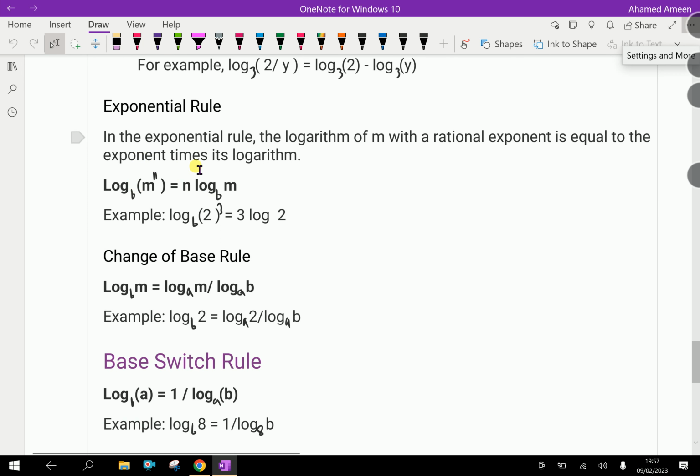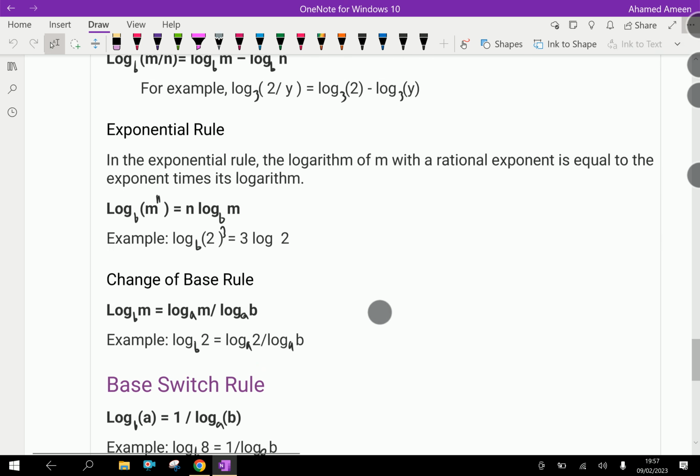Exponential rule. In the exponential rule, the logarithm of m with a rational exponent is equal to the exponent times the logarithm. That is log of m power n base b, which is equal to this n coming to the front of the log, that is n into log of m base b. Remember, this power n comes front. For example, log of 2 power 3 base b is equal to the same, that 3 comes front, that is 3 log 2 base b.